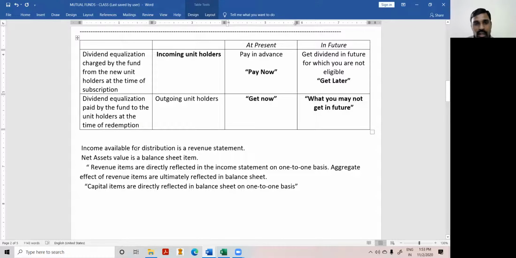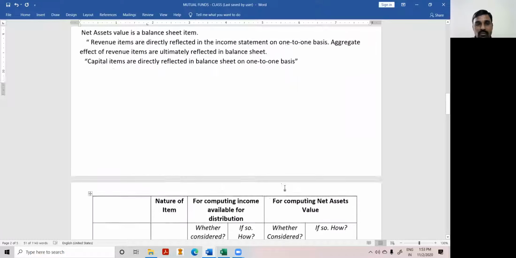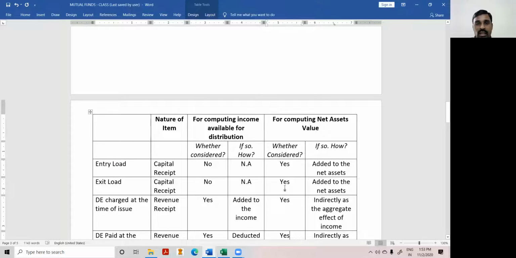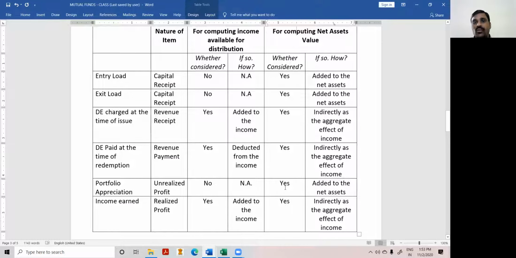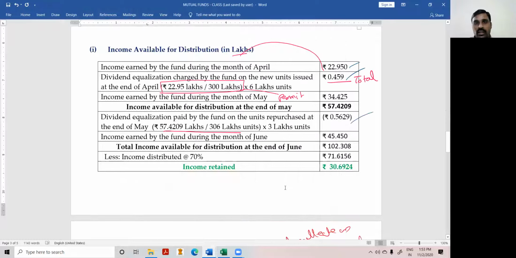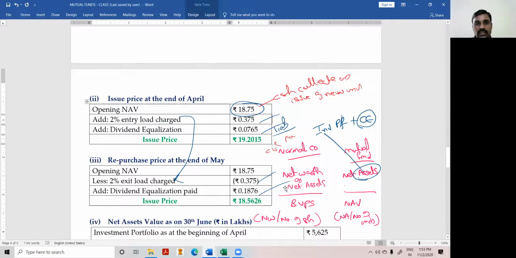So therefore, income available and thereafter income available for distribution and net assets. Whatever information is given in the question, we have to classify whether it is a capital receipt or revenue receipt, or where to treat it, whether in the income statement or net asset statement. If so, what is the treatment? At the end of that is the income computation: income available for distribution, issue price, repurchase price, and this is the net assets value.